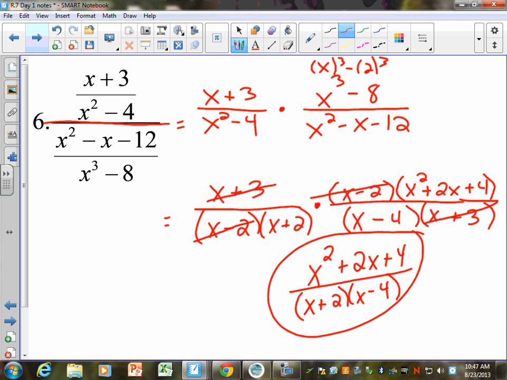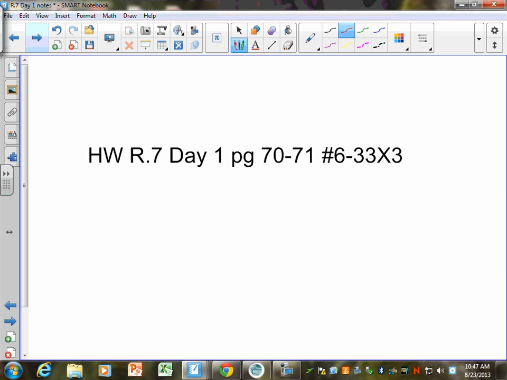Okay? So let me give you some homework, and then you can get started and let me know if you have questions. This is R7 day 1. You're going to do 6 through 33 multiples of 3. Wow. I think that's 10 problems. The first few are just simplifying, not multiplying, so there's not as much to do. And then the last ones are multiplying and dividing.